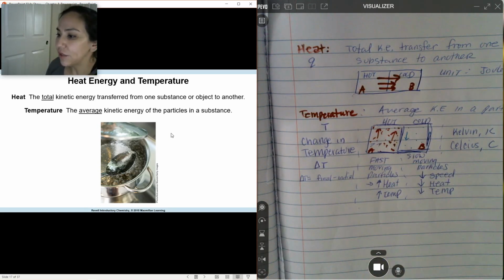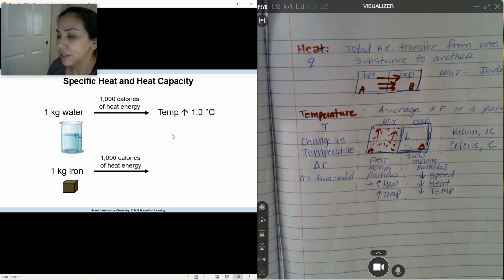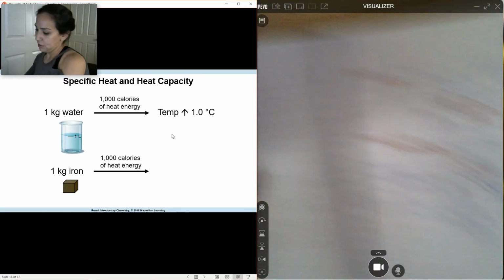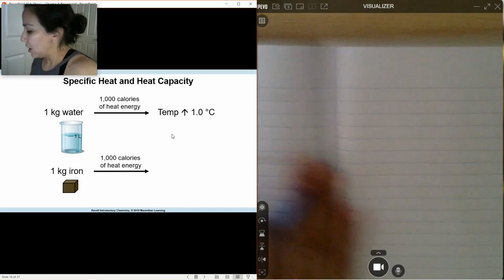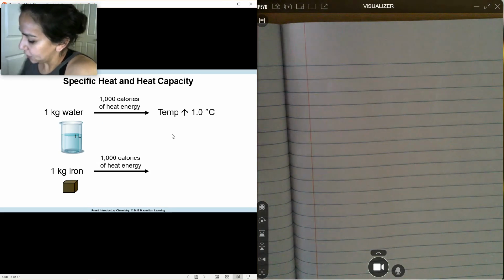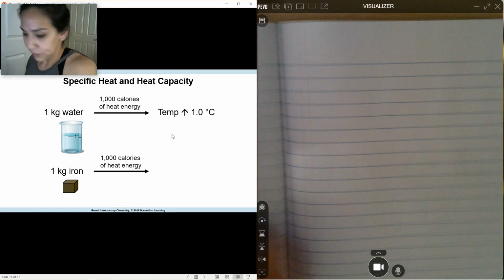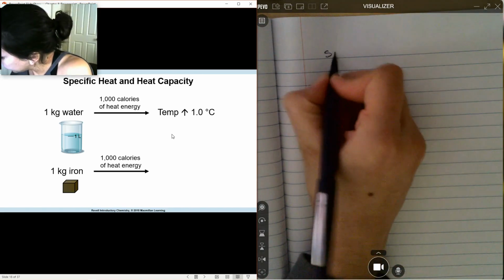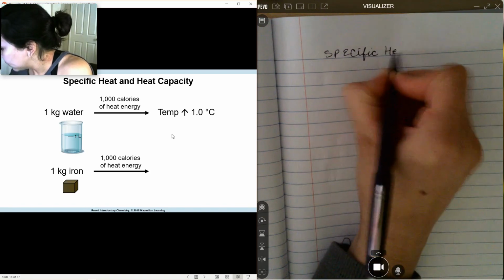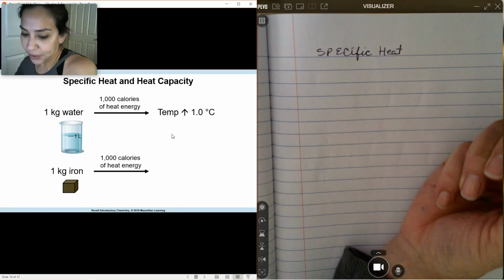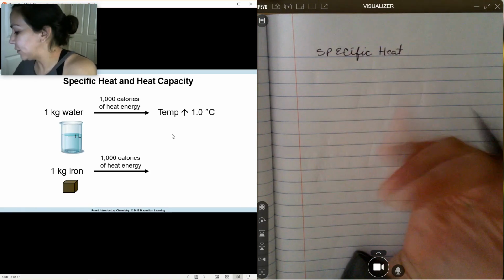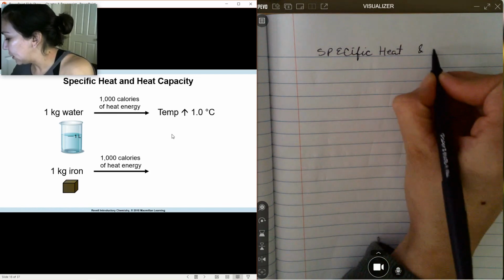Okay, so now that we know the differences between those, let's go ahead and talk about specific heat and heat capacity. Those are going to be the two other things we're going to go through right now, and then we'll go into calorimetry. So let's grab a different color. We have specific heat, and we're going to have heat capacity. So every substance has a unique heat and temperature value. So specific heat and heat capacity.